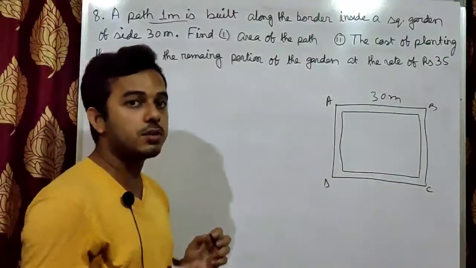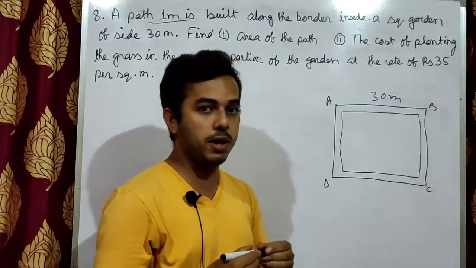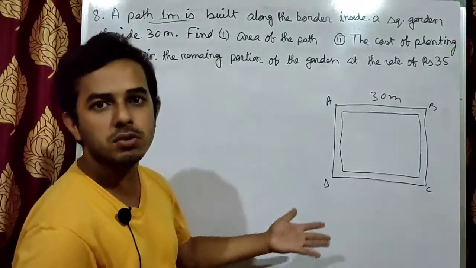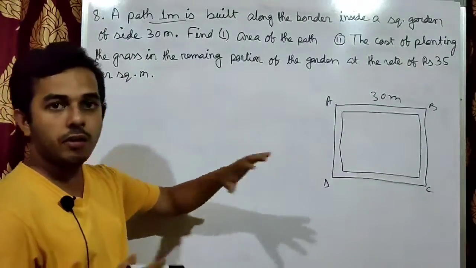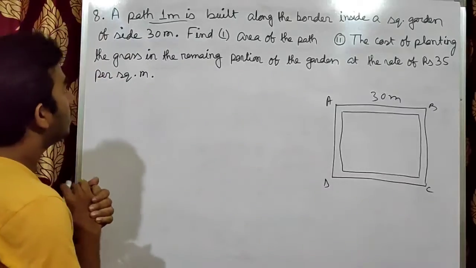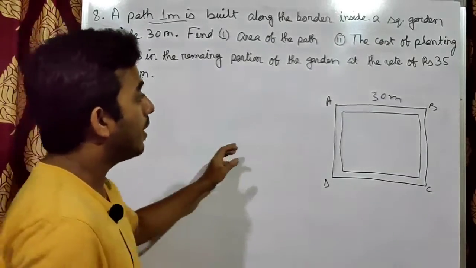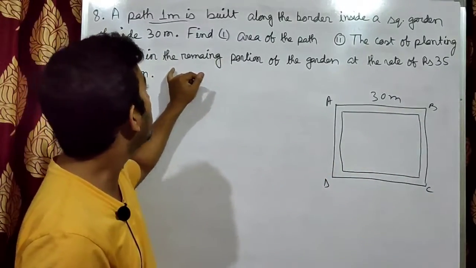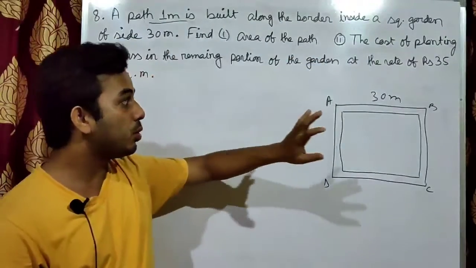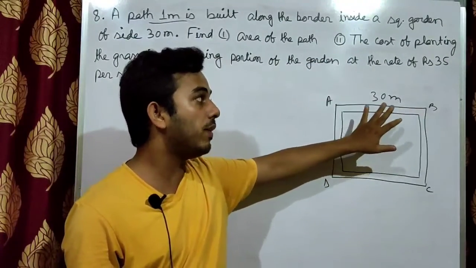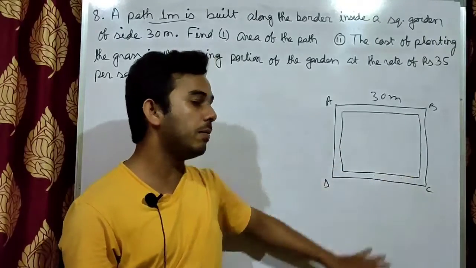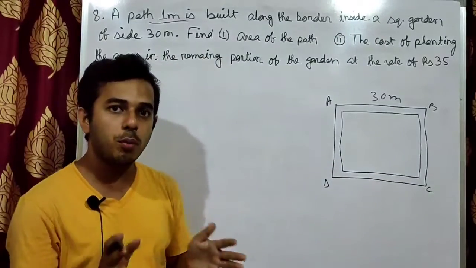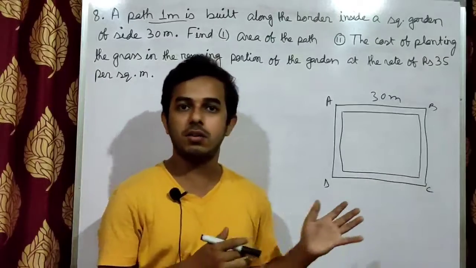So in earlier cases, our path was outside. In the previous question about the grassy lawn, our path was outside the lawn, right? But in this case our path is inside. So we have to find the area of the path, that means area of this region, and the cost of planting the grass in the remaining portion of the garden. The total area of the garden we will find by finding the area of square ABCD. Now from the area of the square, some area is occupied by the path. We can find out the area of the path also.